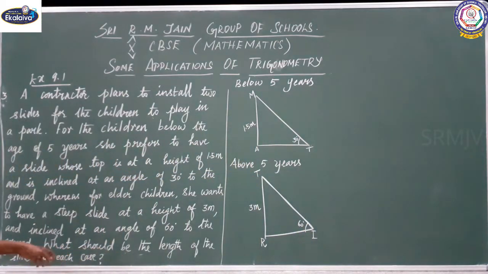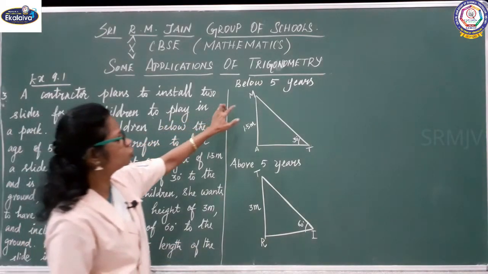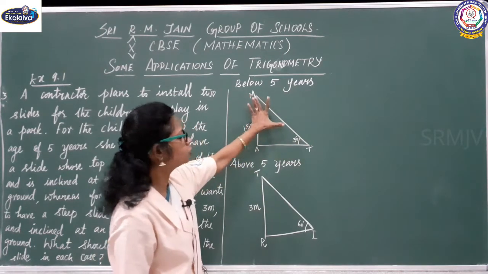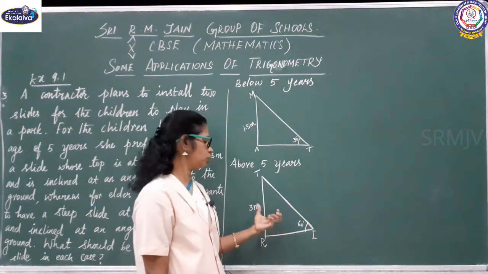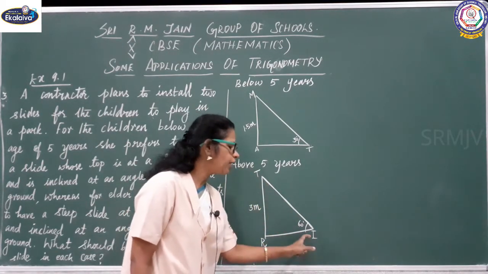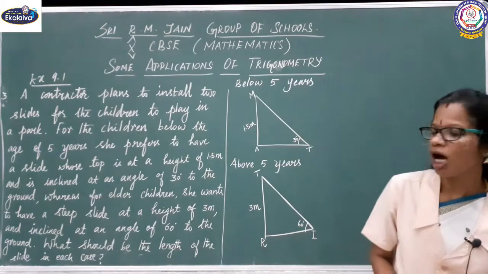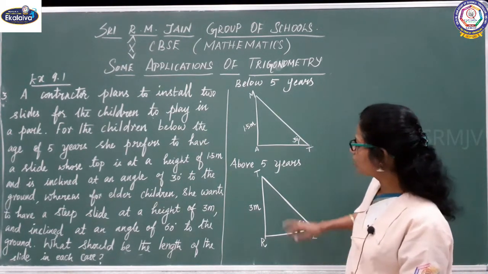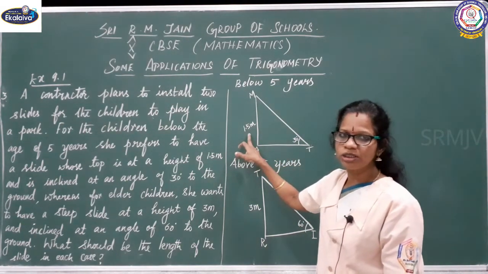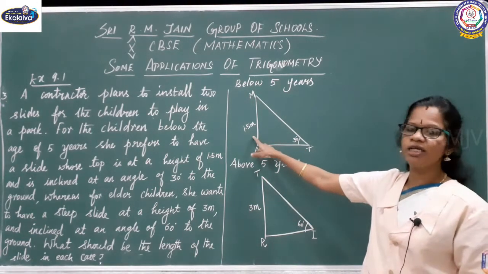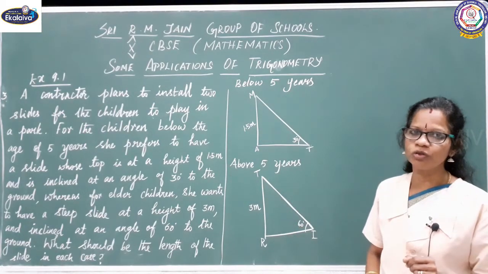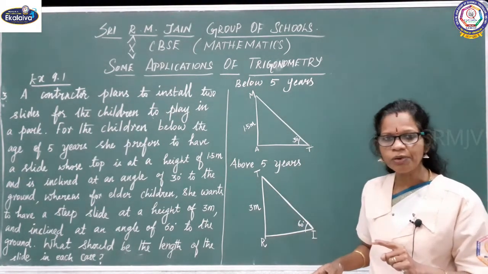Here she is expecting to find the length of the slide. Length of the slide means what? MT, the distance between MT. Here the distance between TI. She is expecting to find the length of both the slides. How to find the length of both the slides? You see, here opposite is there. Which trigonometry is useful to find this? Opposite side is there. We want to find a hypotenuse. So, which trigonometry is applicable here?